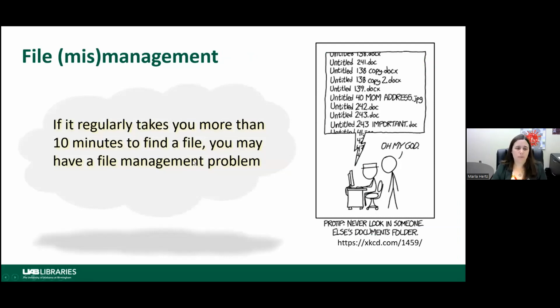So now I'm going to move on to file management, and in this case, file mismanagement in this comic here, where their documents folder is completely unreadable, and you wouldn't know what any of these documents were unless you opened them all up. So, my rule of thumb is if it takes you more than 10 minutes to find a file, you probably have a file management problem.